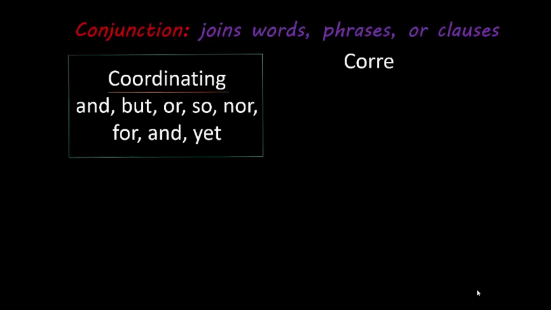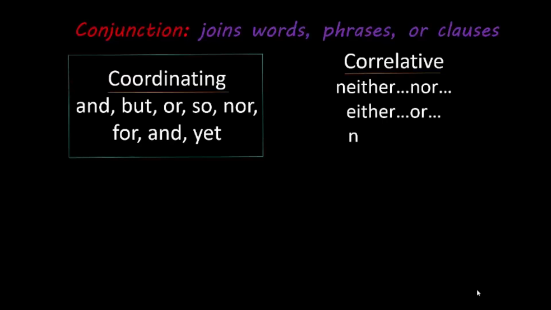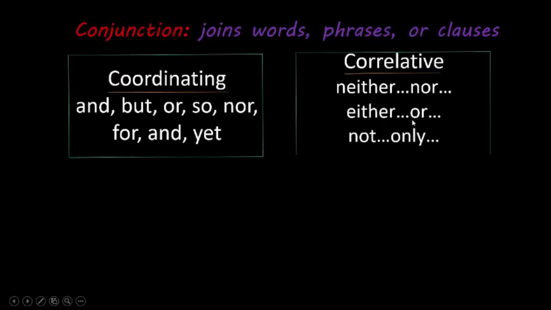Next, there's the correlative conjunctions. And 3 examples would be neither nor, either or, not only. And the big thing that we look at here for neither nor is that you don't want to drop off the N. You do not want to do neither or. It needs to stay neither nor. Same with either or, it needs to stay this way. You don't want to say either nor. So keep it neither nor or either or. So these are a couple of the correlative conjunctions.